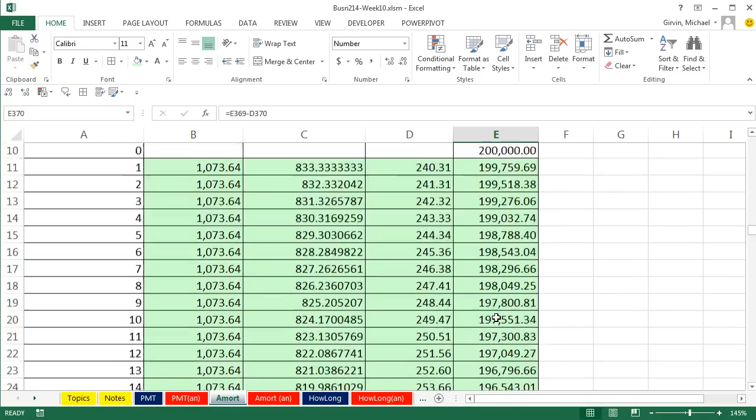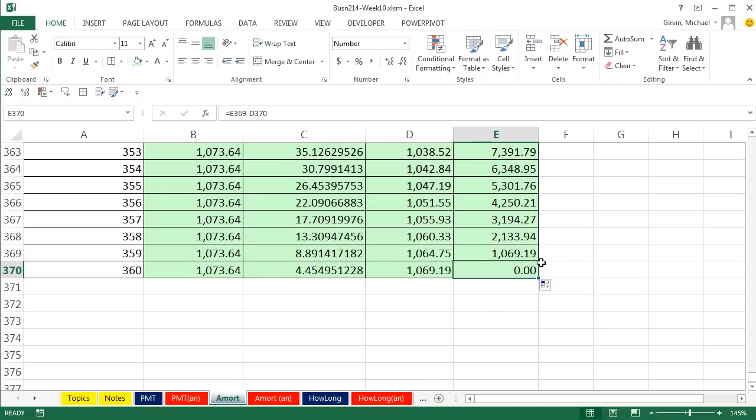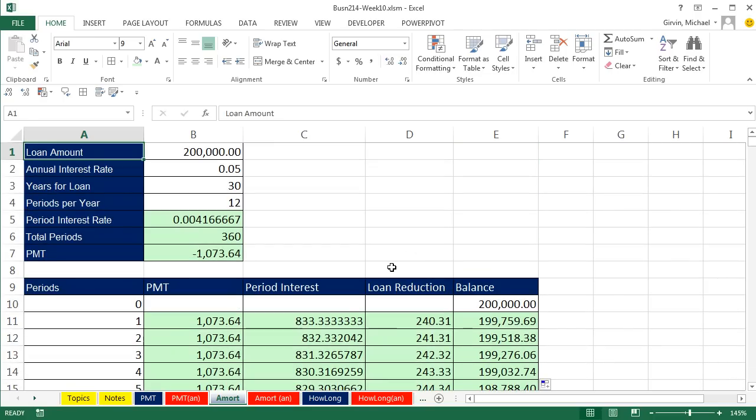Control down arrow on this last number better be 0. Exactly perfect. So on the last payment, we send in $1,073. About $4 is interest. About $1,070 is loan reduction. Control Home. That's an amortization table. Every time you have a PMT for a loan, some of it's interest, some of it's loan reduction.